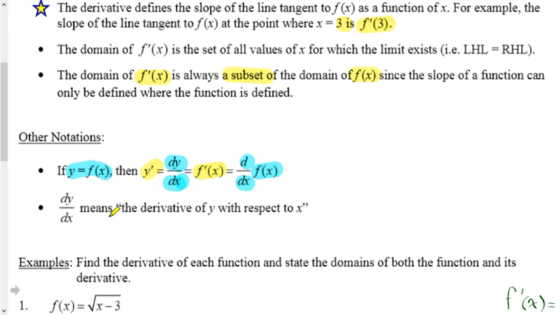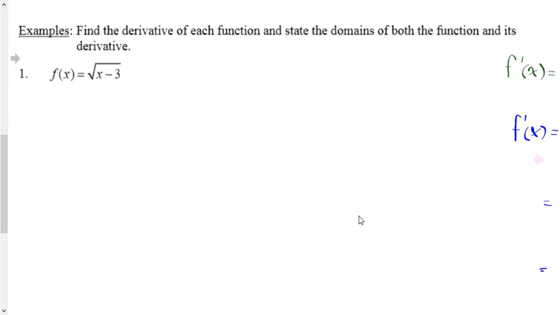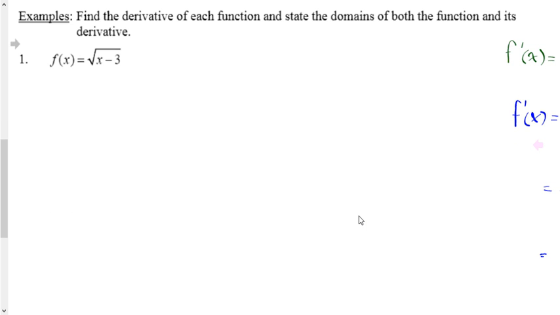And so here we have that in words. dy/dx means the derivative of y with respect to x. So let's look at an example. We want to find the derivative of each of the functions that we're going to look at next. The first one I will work through with you. The second one will make it check your understanding.